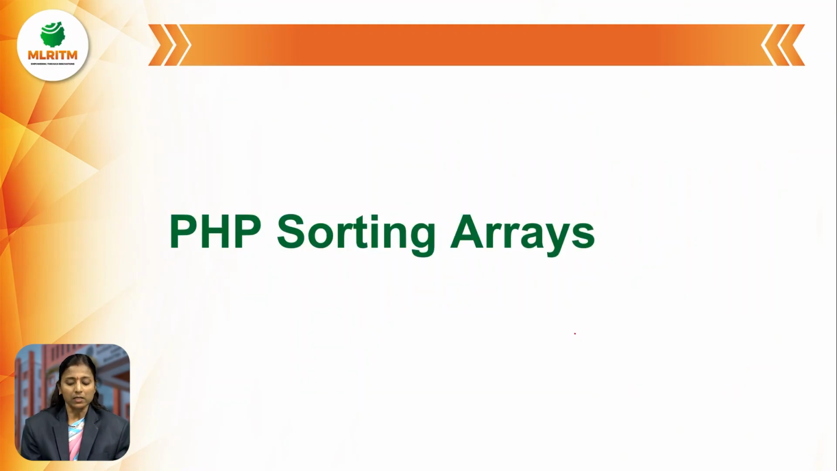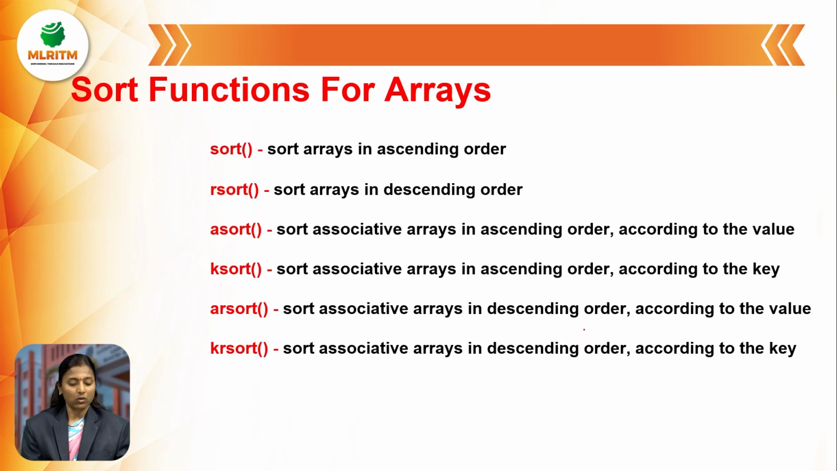Then next is sorting arrays. Okay, there are sorting functions for arrays. What do you mean by sorting? What is the use of sorting? Sorting is the process of arranging data into a specific order to make searching and processing more efficient. Okay, arranging data into a specific order. Here, these are the different functions of arrays.